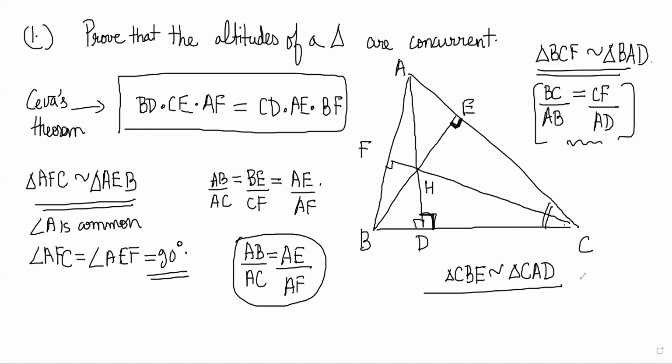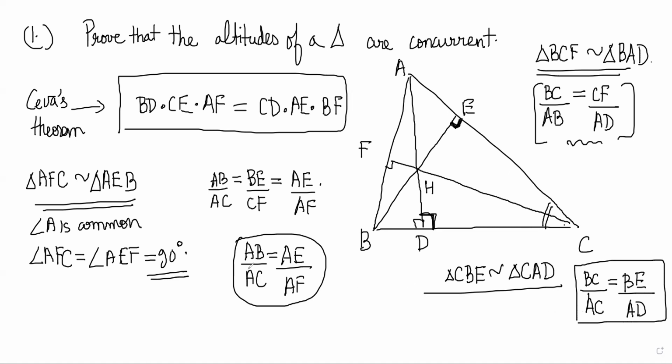So let's write the ratios for this one. So we can say by BC by AC is equal to, the side opposite to angle C is BE here, and the side opposite to angle C in this one is AD, right? So we are getting this third relation here.